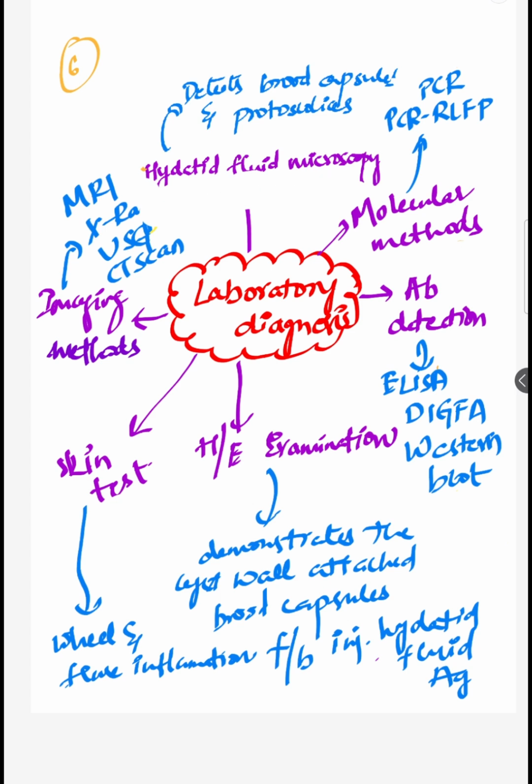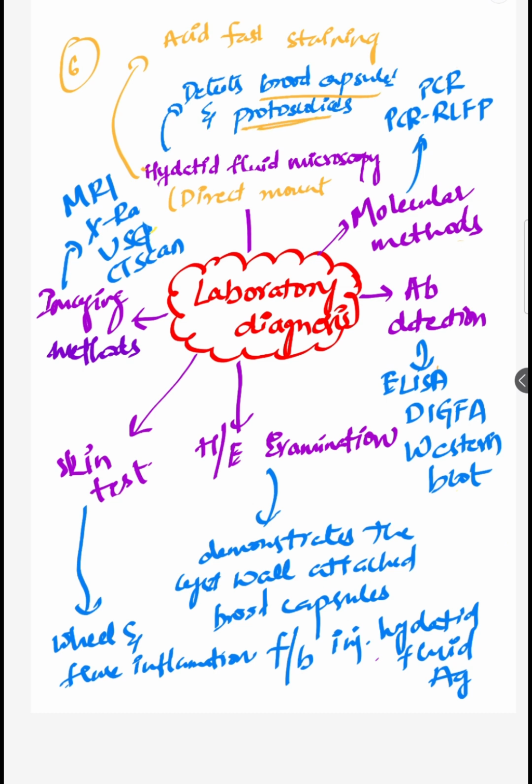Now, first coming to hydatid fluid microscopy. How is it done? It is generally done by direct mount or by acid-fast staining. And why is it done? It is helpful in the detection of brood capsules and protoscolices.